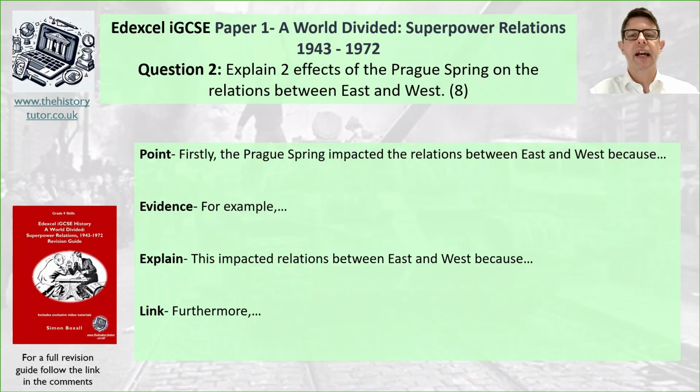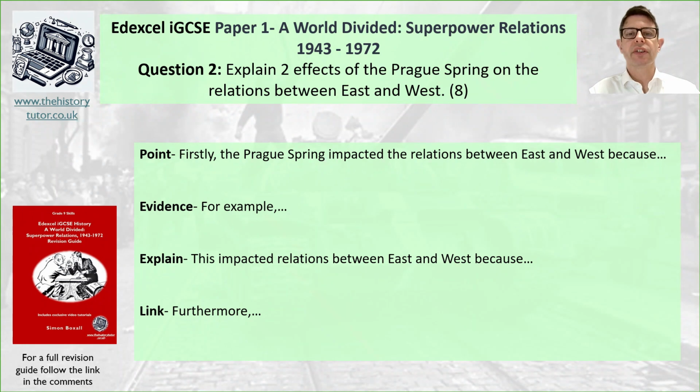How do we write this as an answer? So here's a PEEL paragraph writing frame. And this is what we want to use to structure our argument. We want to say, firstly, the Prague Spring impacted relations between East and West because, and make a point. So maybe you want to say something about increasing control of the Eastern Bloc, or it showed that the West wasn't really interested in this, so actually there was an impact on relations that way. So there are some ideas we can make.